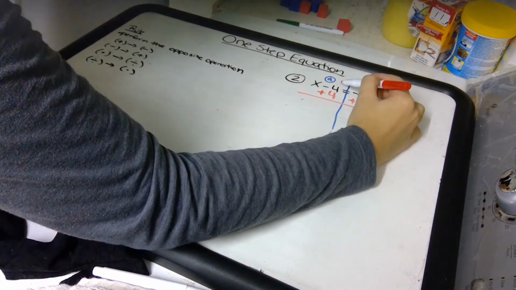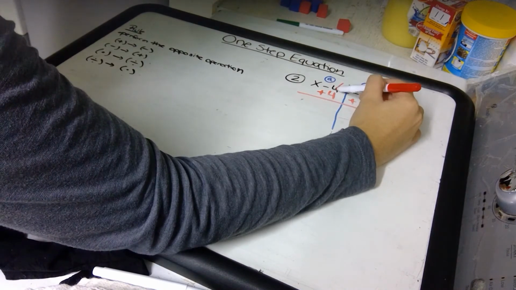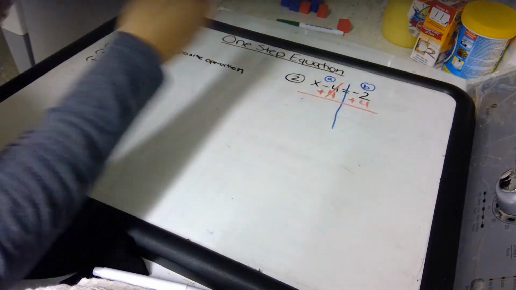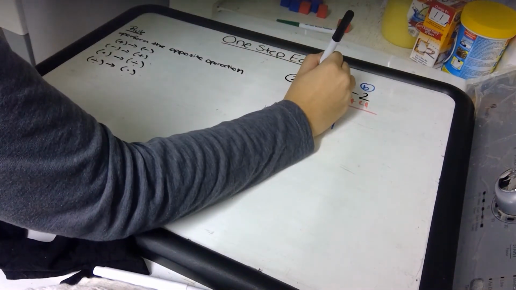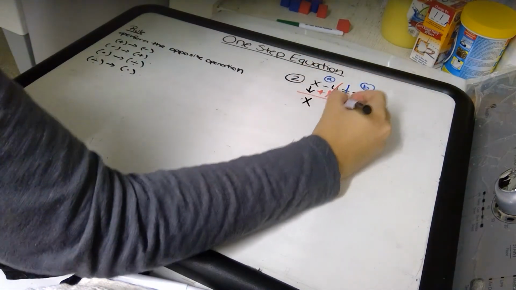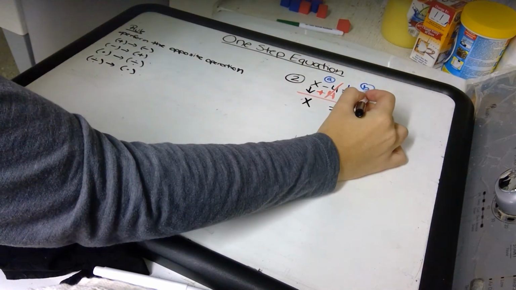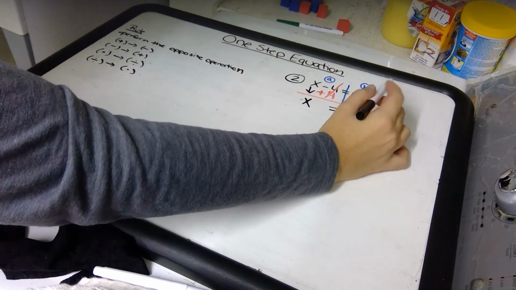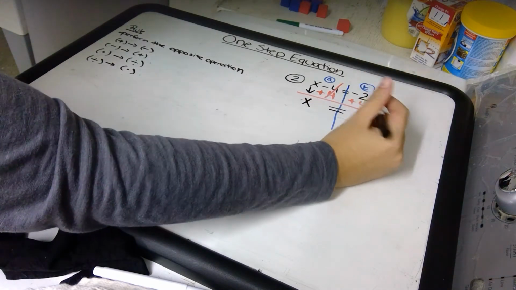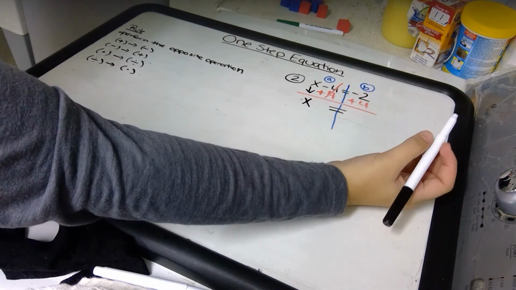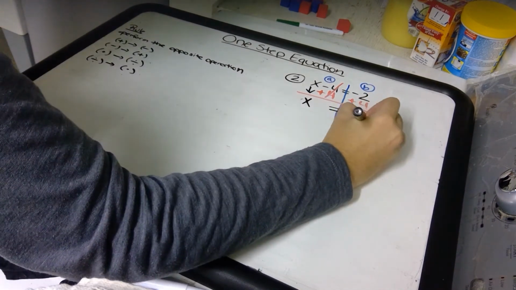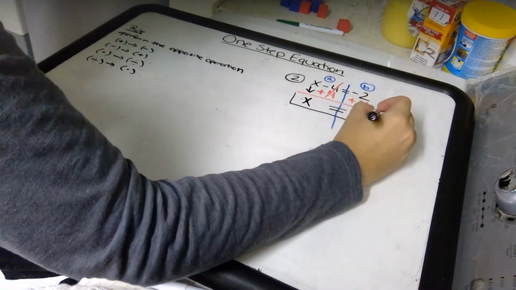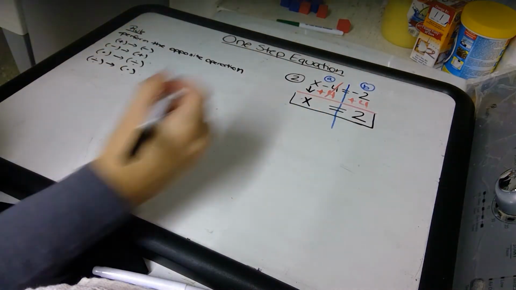So here, we know that negative 4 plus 4 equals 0. So we're going to bring down what we didn't use. So we have X equals negative 2 plus 4. What is that? 2. We have X equals 2. Now we have to check.